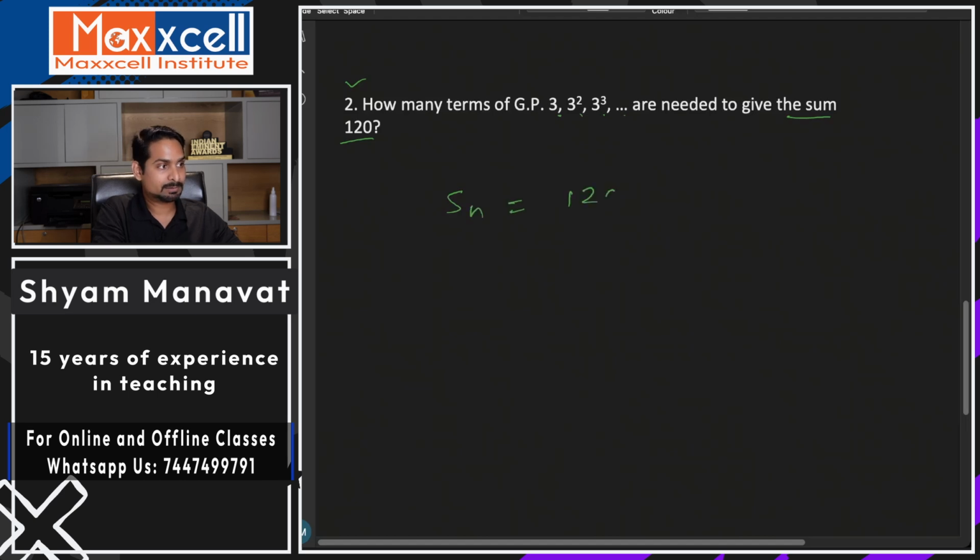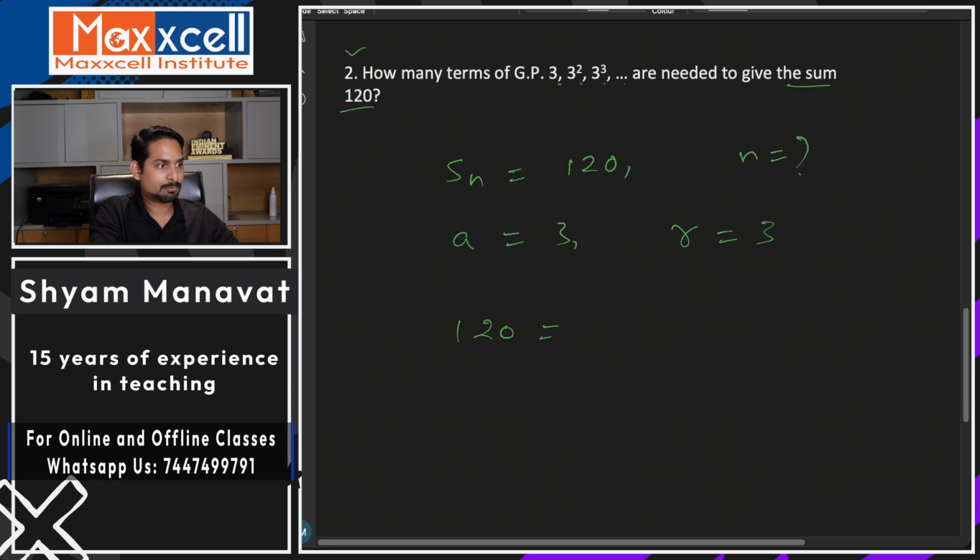where the first term is equal to 3 and the common ratio. See, it's 3 multiplied by 3, it will be 3 square. That means the common ratio is also 3. So you will say the sum of n terms, which is 120, is equal to a r to the power n minus 1 by r minus 1. You want me to write the formula first? No worries. Although I assume that you understood the formula well.